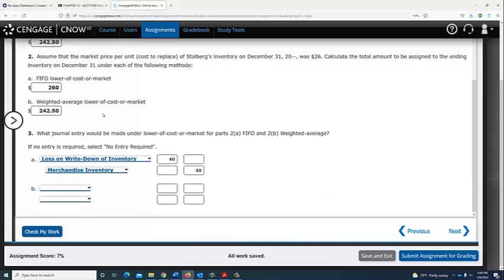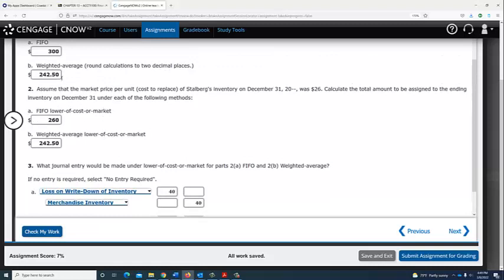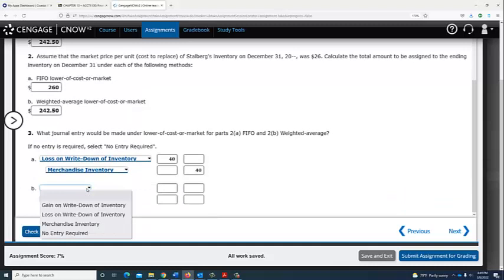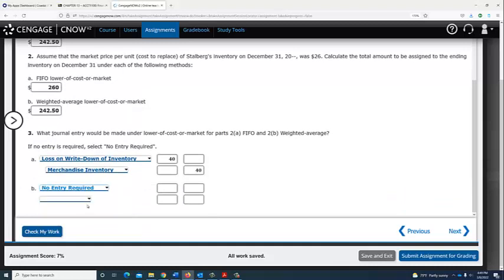On B, we didn't write anything down. We left our balance at what our books had. We had our inventory valued at $242.50, and it's going to remain there because that was the lower between the lower of cost or market. So there would be no entry required for B.